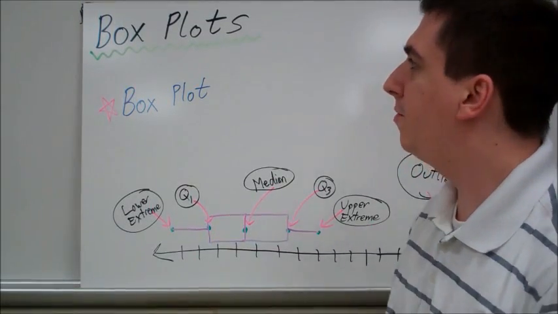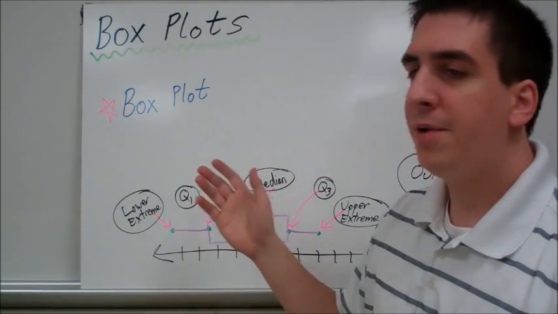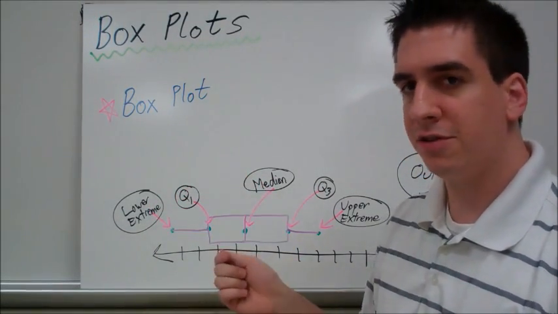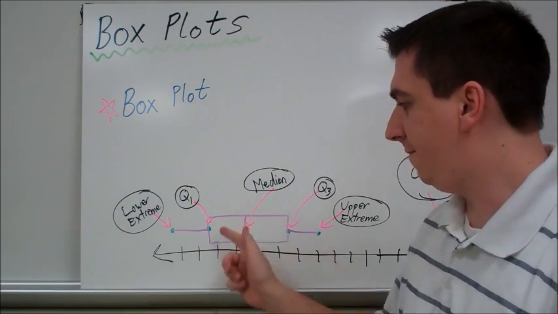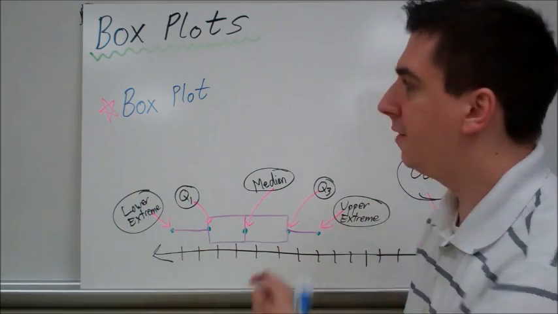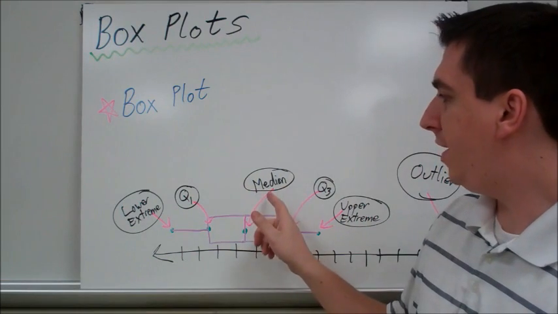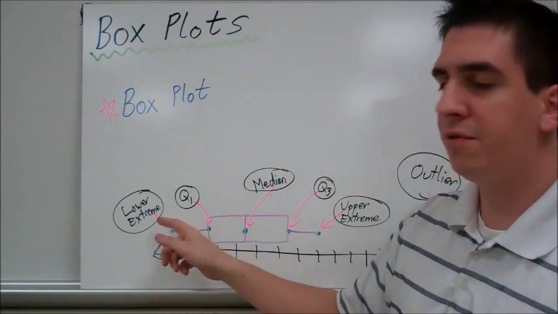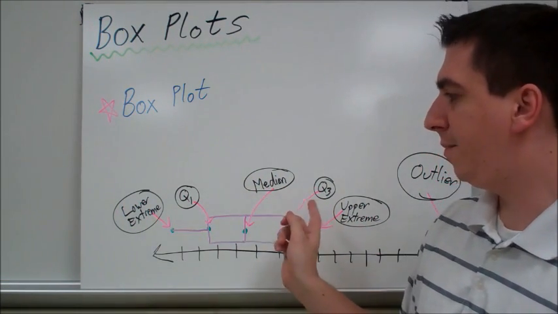Hi math friends, today we're going to be talking about box plots. Box plots can also be called a box and whiskers plot because it looks kind of like a cat face with whiskers coming out the sides. In a box plot we have our median, our quartile 1, quartile 3, lower extreme and upper extreme.